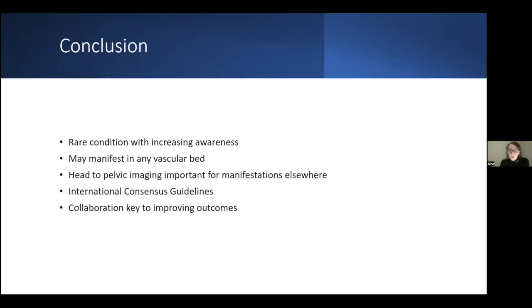And really, all of these advances in our knowledge of FMD only comes from collaboration from various different centres across the world, but also most importantly, collaborations with those who are affected by the condition. So patients actively enrolling in registries, giving us their time and their expertise in terms of how the disease affects them.